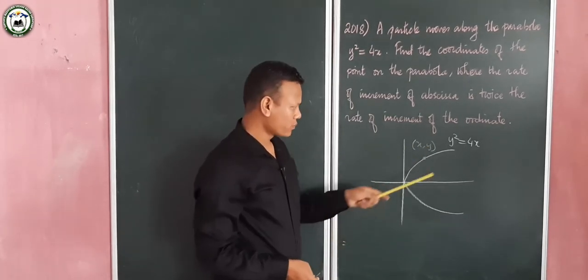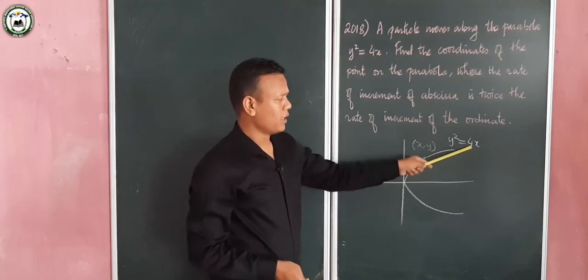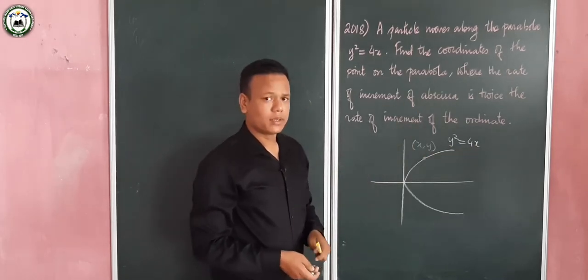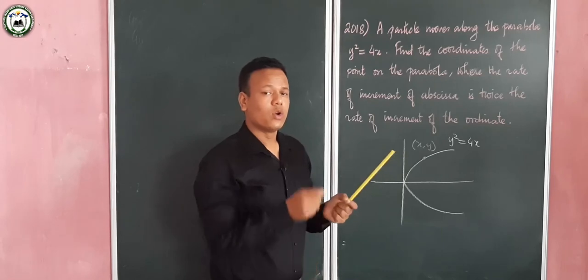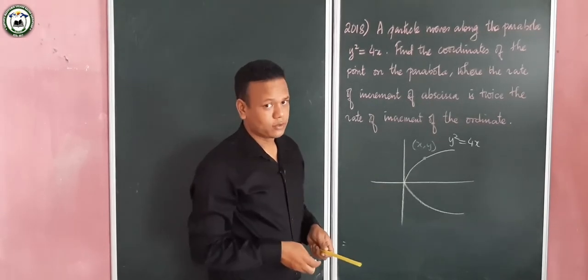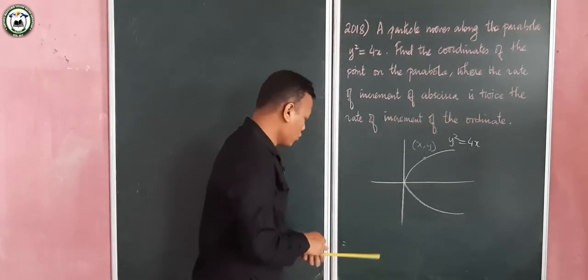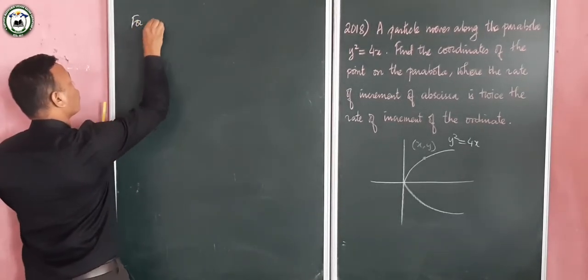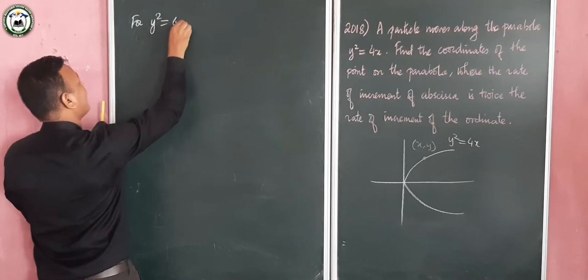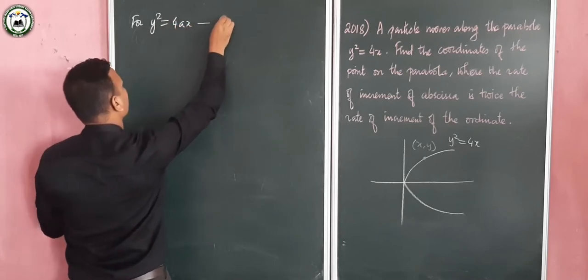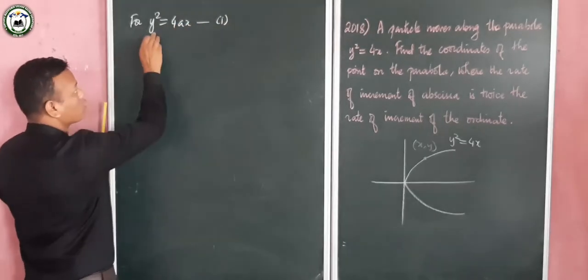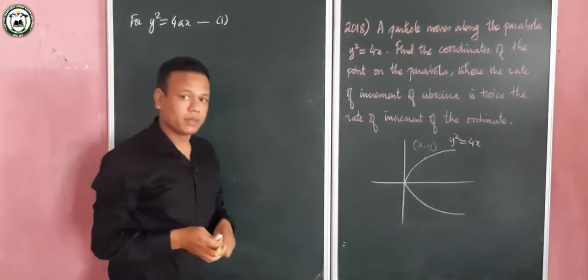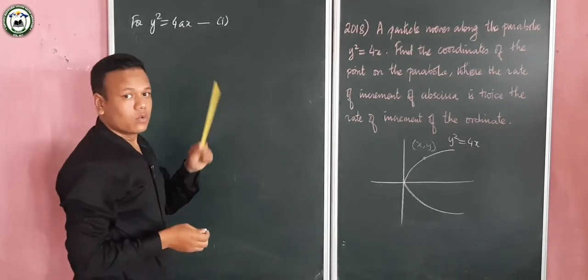Okay, now you have seen this kind of parabola, it is a kind of y square equals to 4ax. Okay, but sir, so for y squared equals to 4ax, let me call this equation 1. Now this parametric equation, the parameter, you have heard of it last year in coordinate geometry.